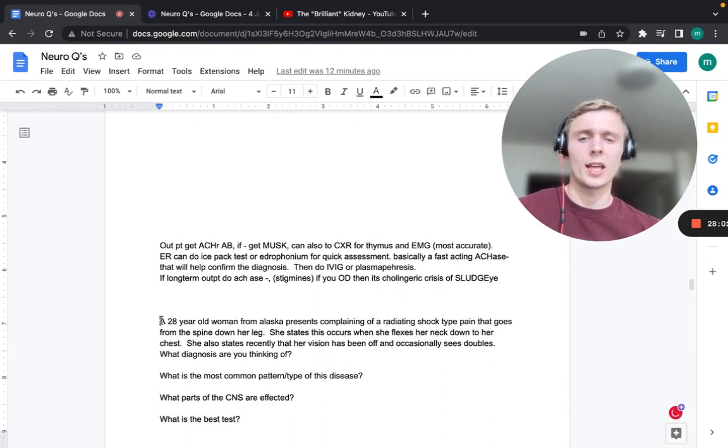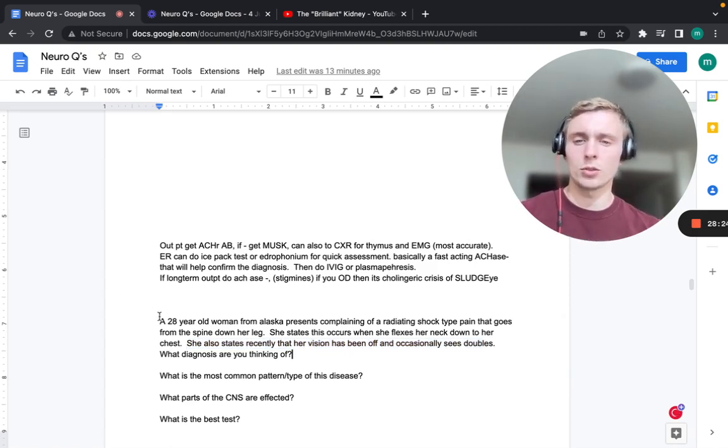So next one's going to be a 28-year-old woman from Alaska. She presents complaining of a radiating shock-like pain that goes from the spine down her leg. She states this occurs when she flexes her neck down to her chest. She denies any trauma. She also states recently that her vision has been off and occasionally she sees double. What diagnosis are you thinking of?